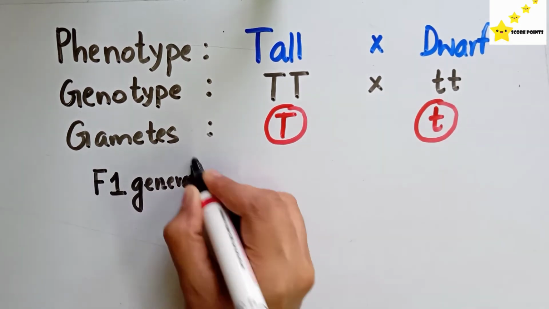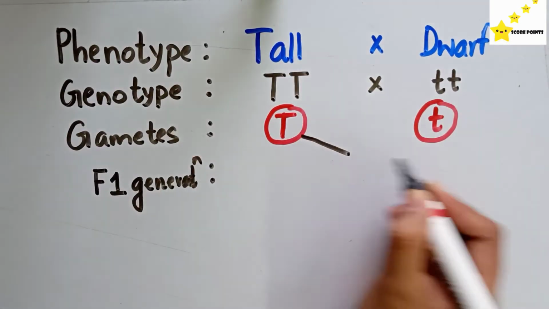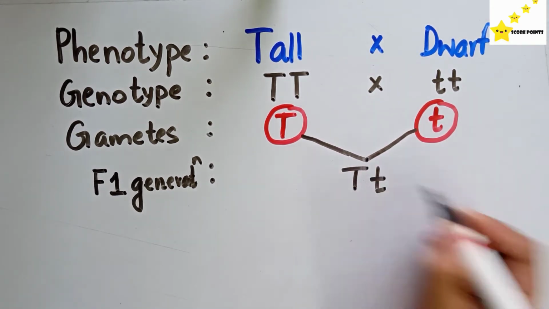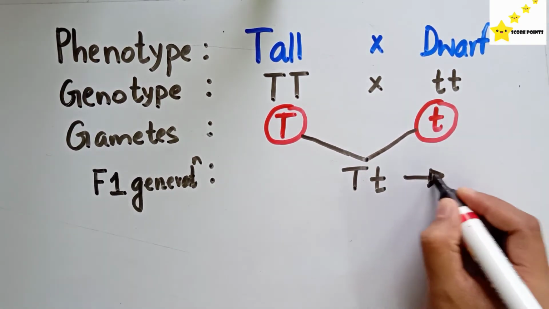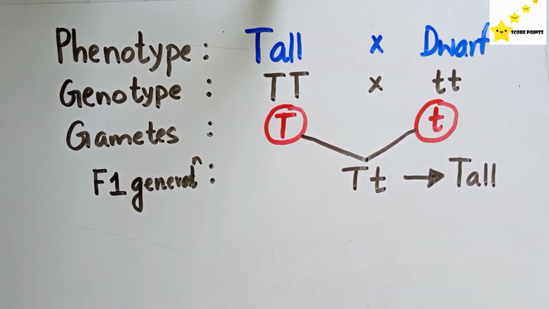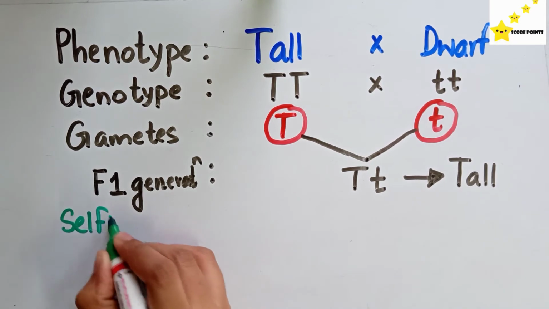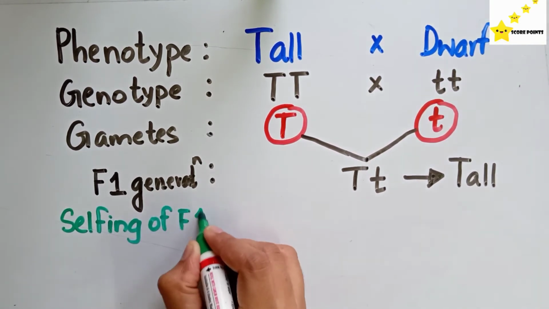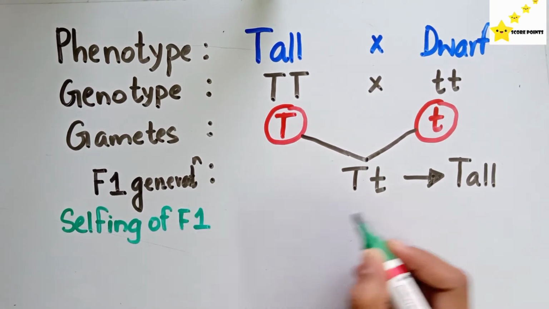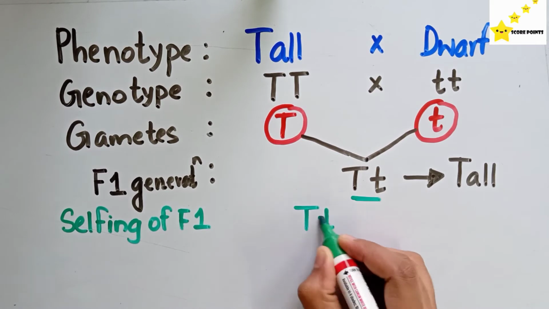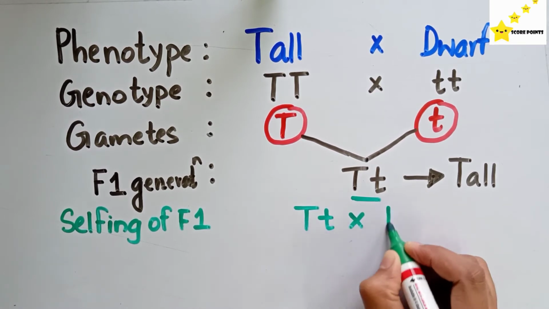Next, we have to write the F1 generation, the first filial generation. This is formed by the fusion of the haploid gametes. Now we got a diploid, that is a heterozygous dominant condition. Since there is a presence of capital T, it is tall. Next, we have to do selfing of the first filial generation, or self-pollination of the first generation, that is capital T small t into capital T small t.